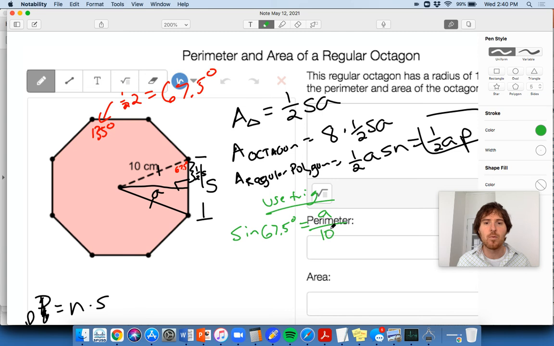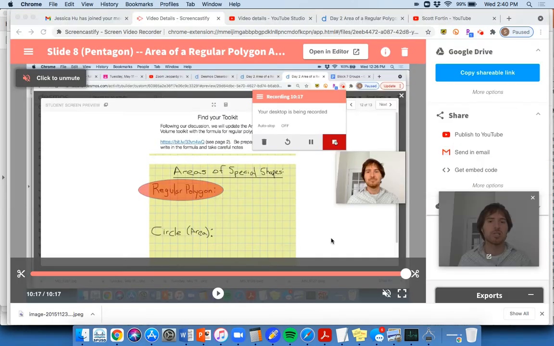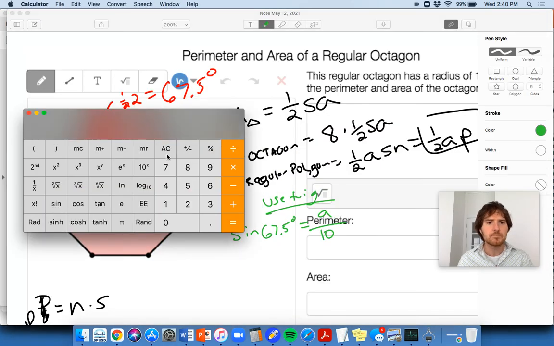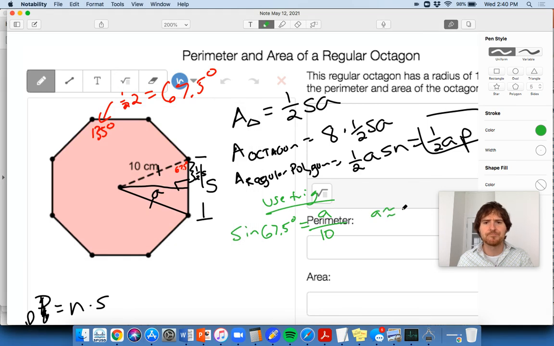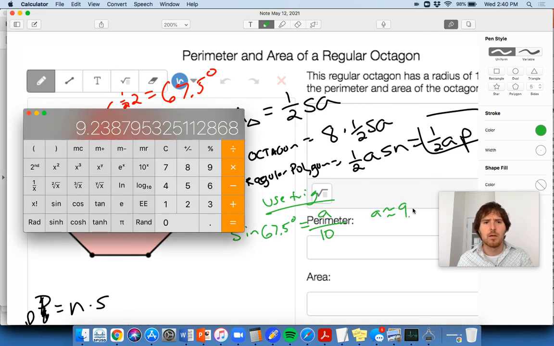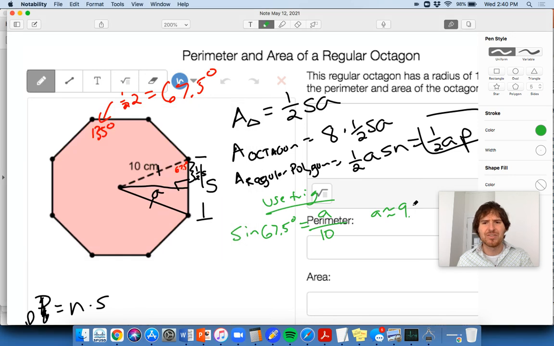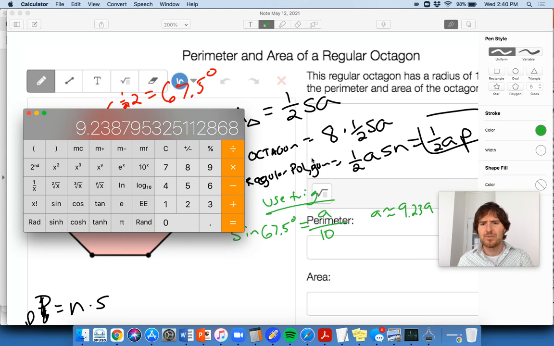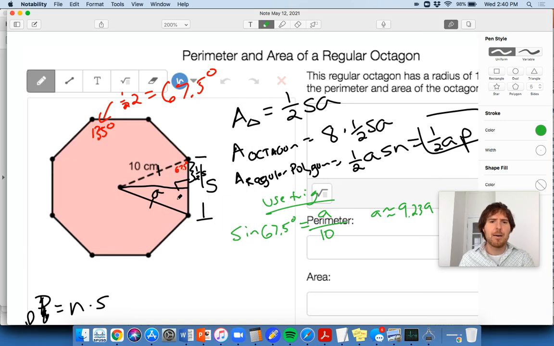So that is what I want to do first. Multiply both sides by 10. I can just do that on my calculator real quick here. Sine of 67.5 degrees. Take the sine of that. There we go. That should be pretty big. 67.5 is a pretty big angle. Times 10. All right, about 9.239. You generally want to have more digits earlier on because later you can round. You don't want to round too early because then you're off by a decent amount. All right, there's the apothem.